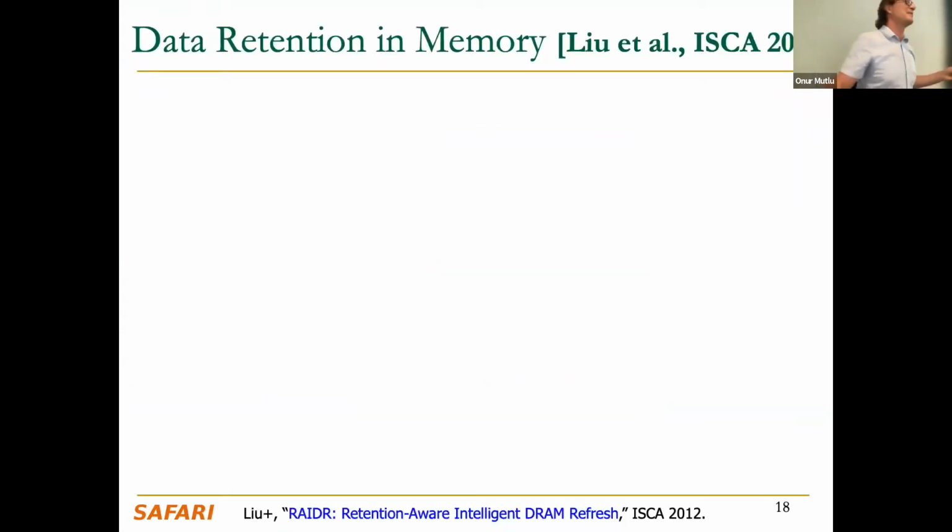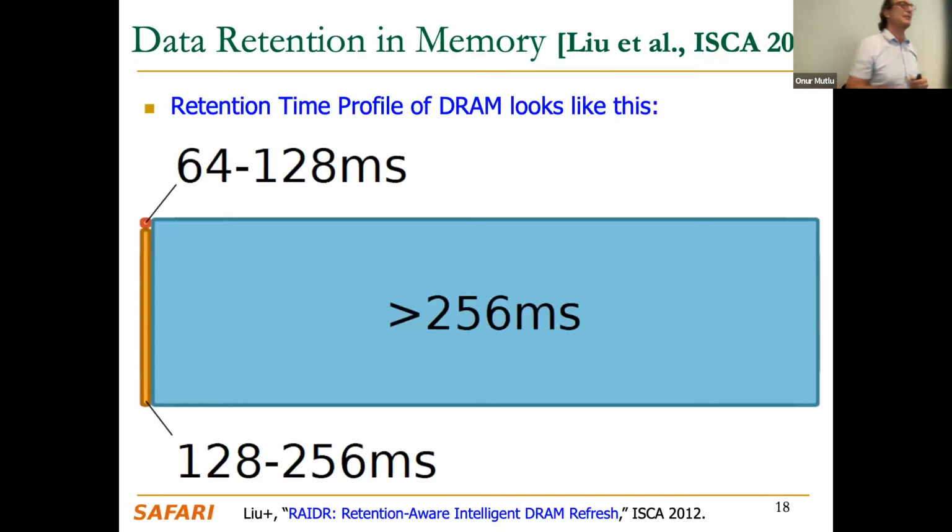So why did we build this infrastructure? We actually wanted to test these reliability issues. And one of the major reliability issues that we wanted to test was data retention. DRAM is dynamic random access memory, so it needs to refresh frequently. And if you reduce the size of the cell and the cells get closer to each other, you need to refresh things much more frequently. And we wanted to avoid that. And we wanted to understand how the retention time profile of DRAM looks like and exploit that.